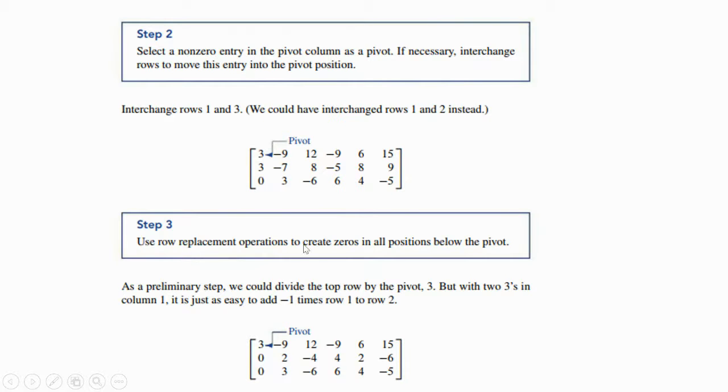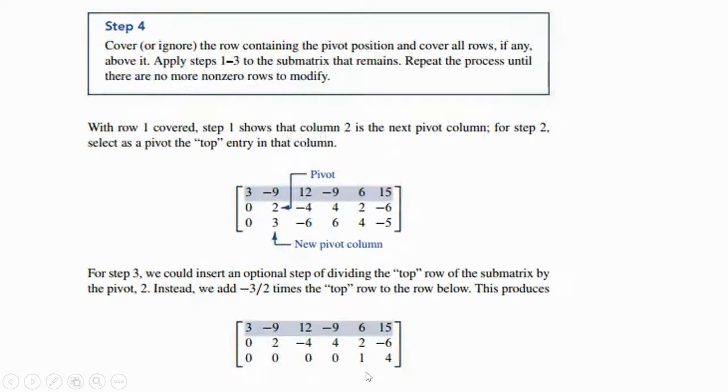Then what we're going to do is use row replacement operations to create zeros in all the positions below the pivot. So we work to get, and you can see down here we get 3, 0, 0, and so that's what we do. Now, step 4 is we don't have to worry about the other rows. This is 3, 0, 0, but we move to the next pivot position. So this is where we want to have this. And so this is the pivot, and this is the pivot column.